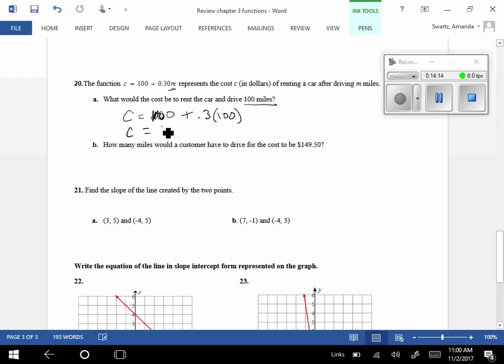So 100 plus 0.3 times 100, we're moving our decimal over 2 spots, so 30. So the cost would be $130. Okay, how many miles would a customer have to drive for the cost to be 149.50? So now we're looking with the cost, so we're going to plug the cost in: 149.50 equals 100 plus 0.3m. So I'm just going to solve. Subtract 100.